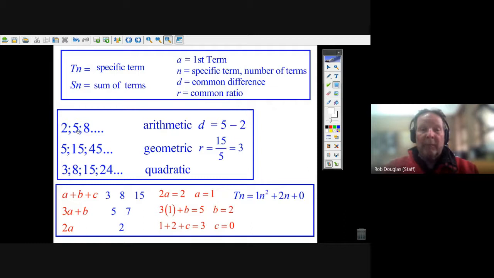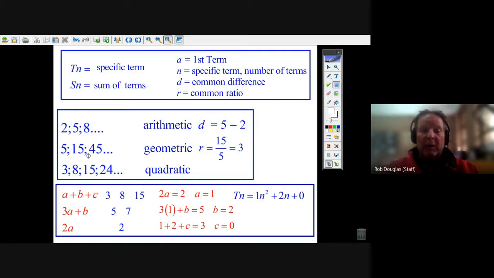Well, the common difference goes with an arithmetic sequence that's going up by the same amount each time or going down. And you can always get the common difference by going T2 minus T1, 5 minus 2. And that would be a common difference of 3. D would equal 3 there. Well, you can also get it by going T3 minus T2, 8 minus 5. That'd give you 3. You can use that relationship to make an equation to do problems that are harder, but this is fundamental for arithmetic sequences.